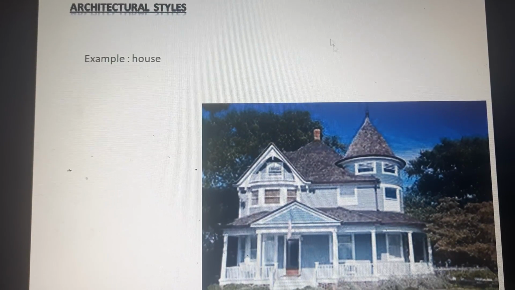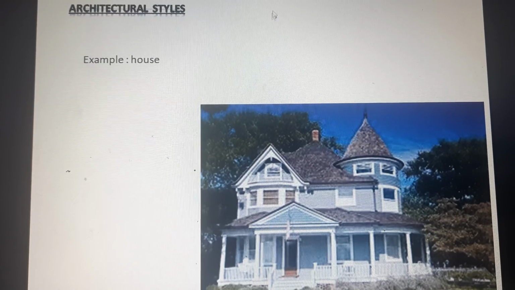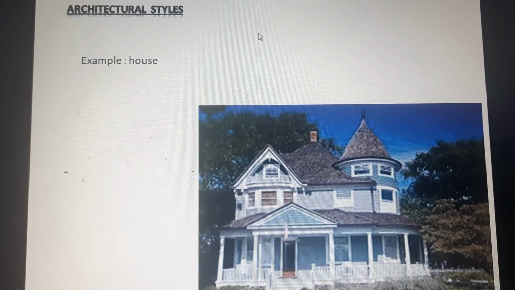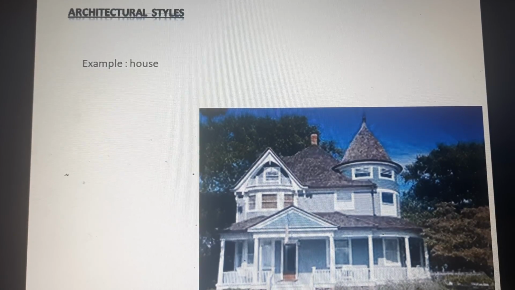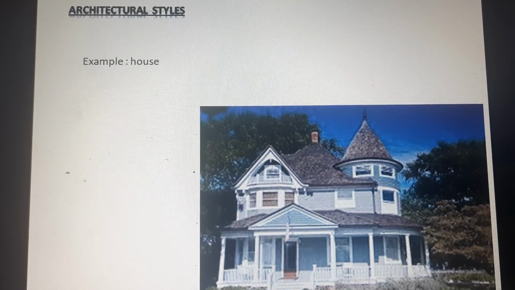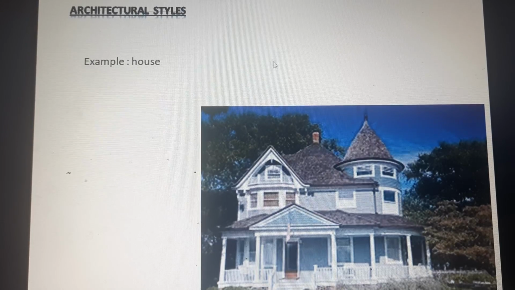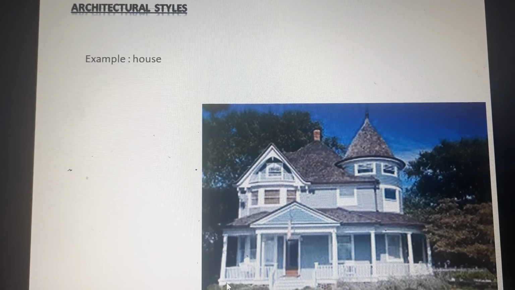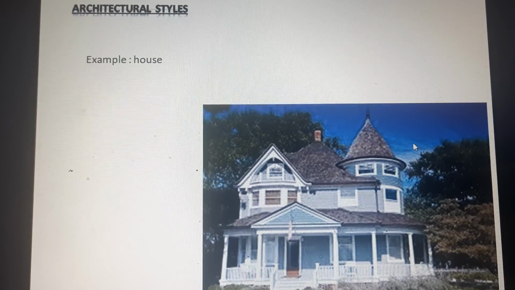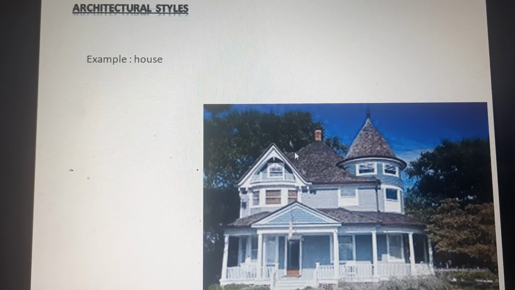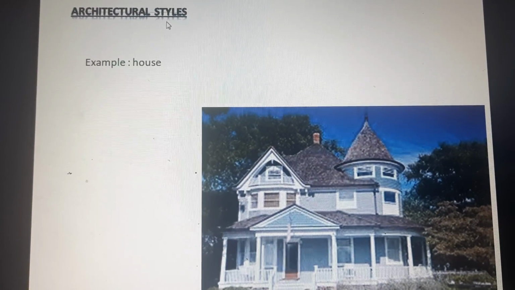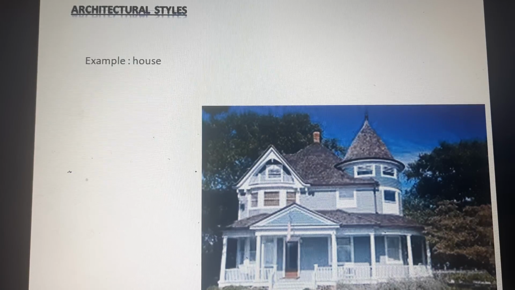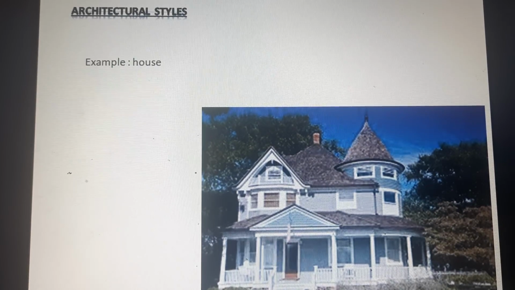Someone wants a square shape, someone wants a triangle shape. What can we say? It is not actually a shape, but we can say it is one style, right? A pattern, a style. Same way, see this example, why it is given. All the houses are not in the square shape. No. So this is one style. So architecture style means what? It is one pattern through which we are going to do the designing.